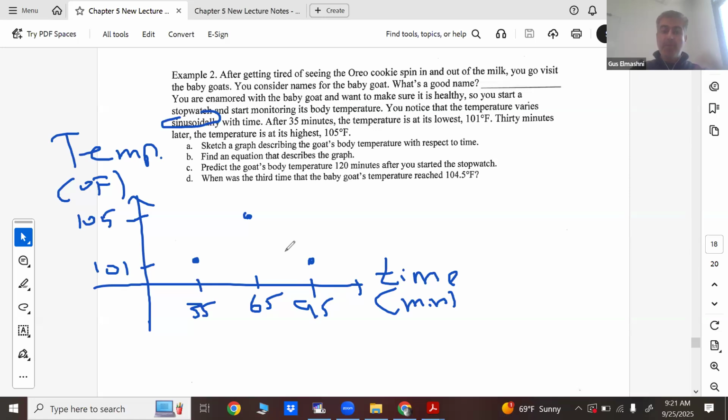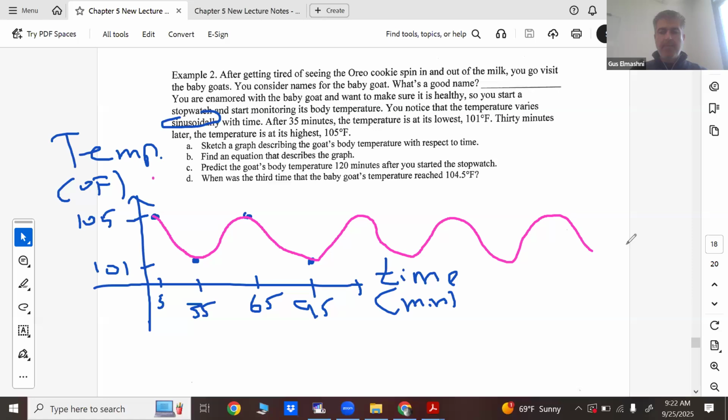So this is a repeating pattern, right? And by the way, at 5 minutes, it has to hit a high point. Okay, I didn't quite do the scale, but it's okay. So we expect the model to look like this. Temperature goes up and down, right? Like that. Okay. So your goal is to write an equation for that graph.